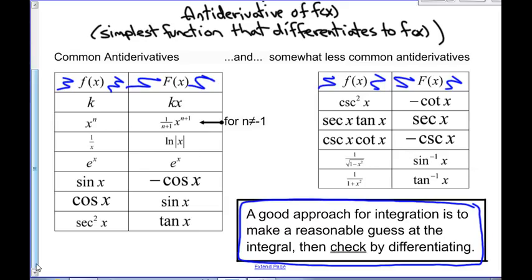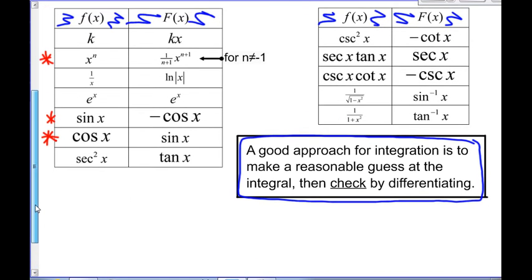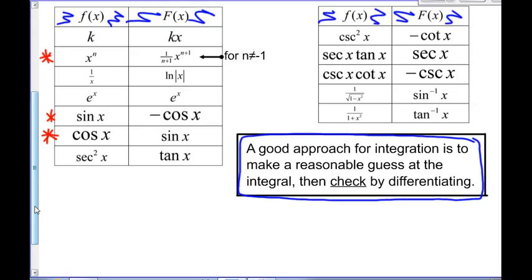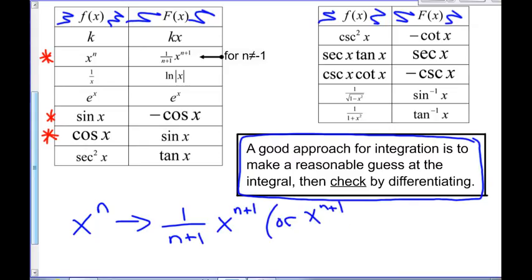I'm going to zero in on this one and these ones. So x to the n, when we differentiate, we know that the power would go down by 1, and the old power comes down front. Well, when we integrate, it says x to the n turns into 1 over n plus 1, x to the n plus 1. Sometimes people write that as x to the n plus 1 over n plus 1. Either is good. They obviously mean the same thing.